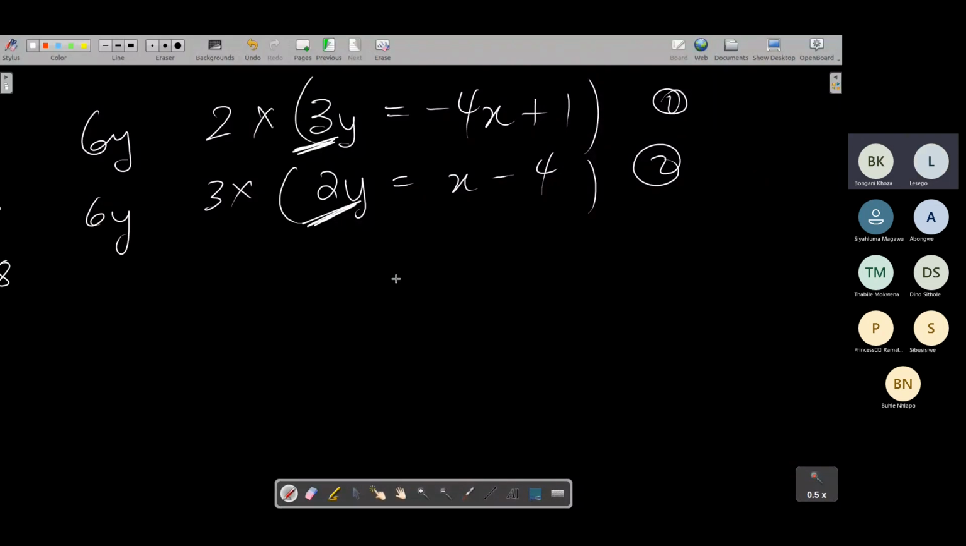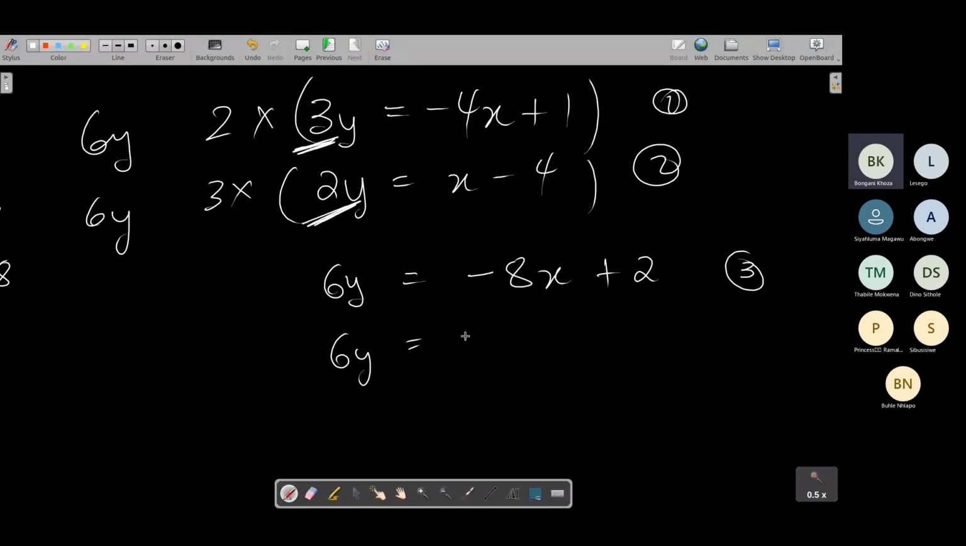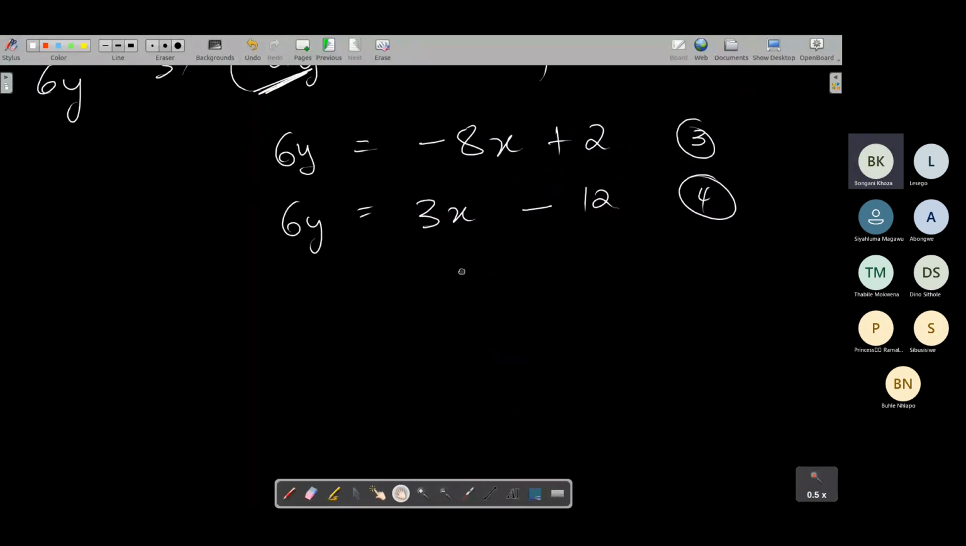So maybe y is too much. For x, you can just multiply this one by 4. That's it. But since you guys chose y, it's fine. Let's carry on. So our new equation 1 and equation 2, or you can call them equation 3 and equation 4, it doesn't matter. It's going to be 6y equals minus 8x. Remember, you multiply everything, plus 2. Let's call this one equation 3. This one is going to be 6y equals 3x minus 12. Write equation 4 like that.